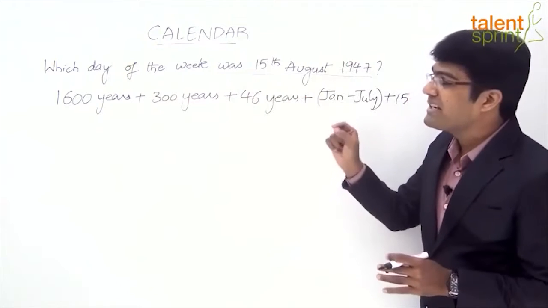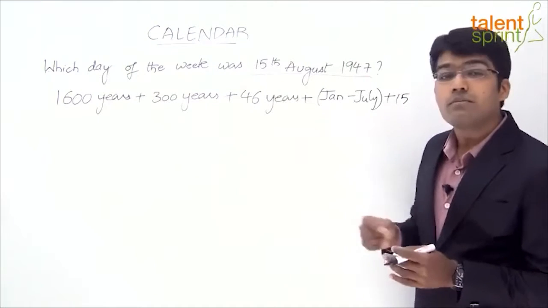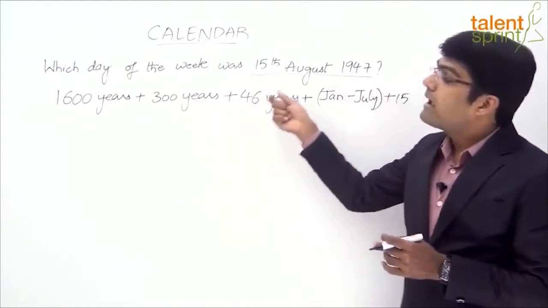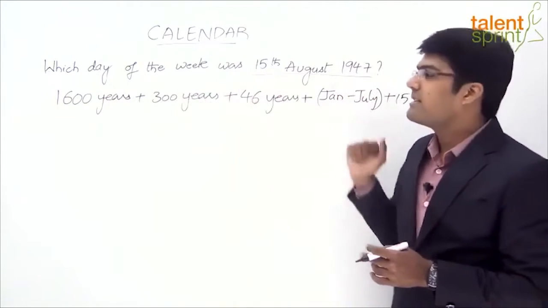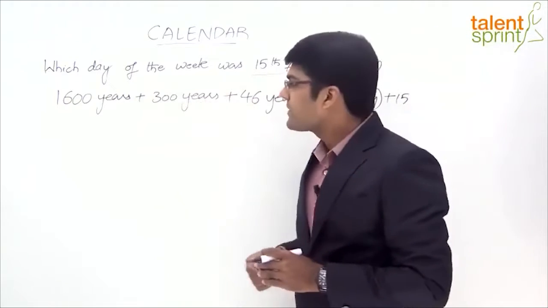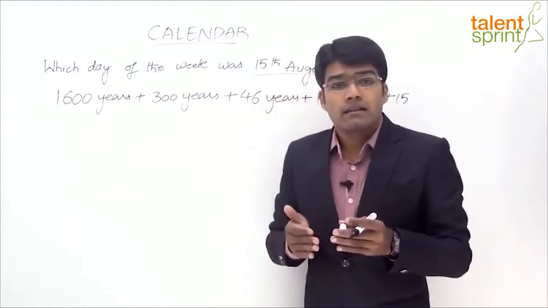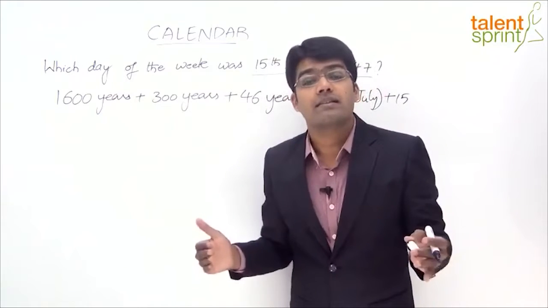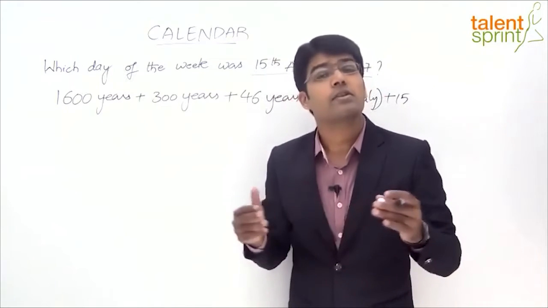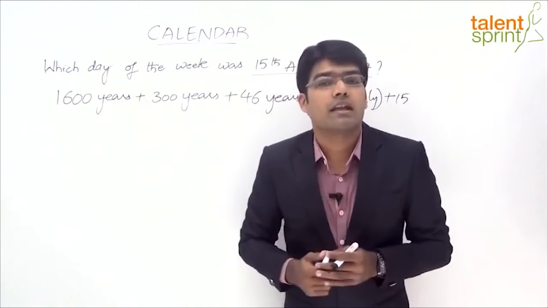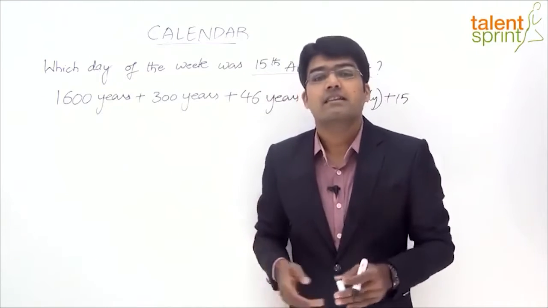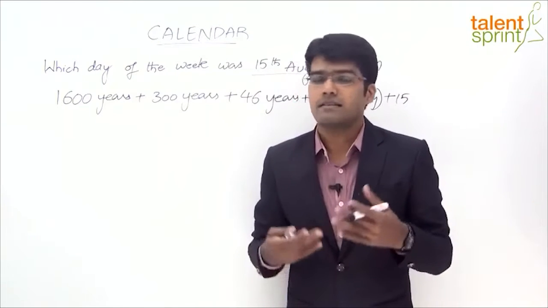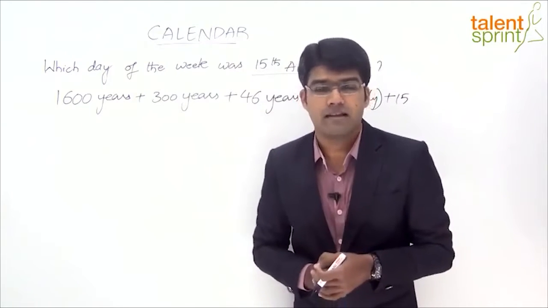Once we proceed in finding out the number of odd days for each term, you will understand the importance of taking 1600 and then 300 and then 46 and so on. So let's start calculating the number of odd days. We have understood that in 100 years there are 5 odd days. In 200 years, there are 3 odd days. In 300 years, there is only 1 odd day. And in 400 years, there are 0 odd days. That means every 400 years, the number of odd days would be 0, right?